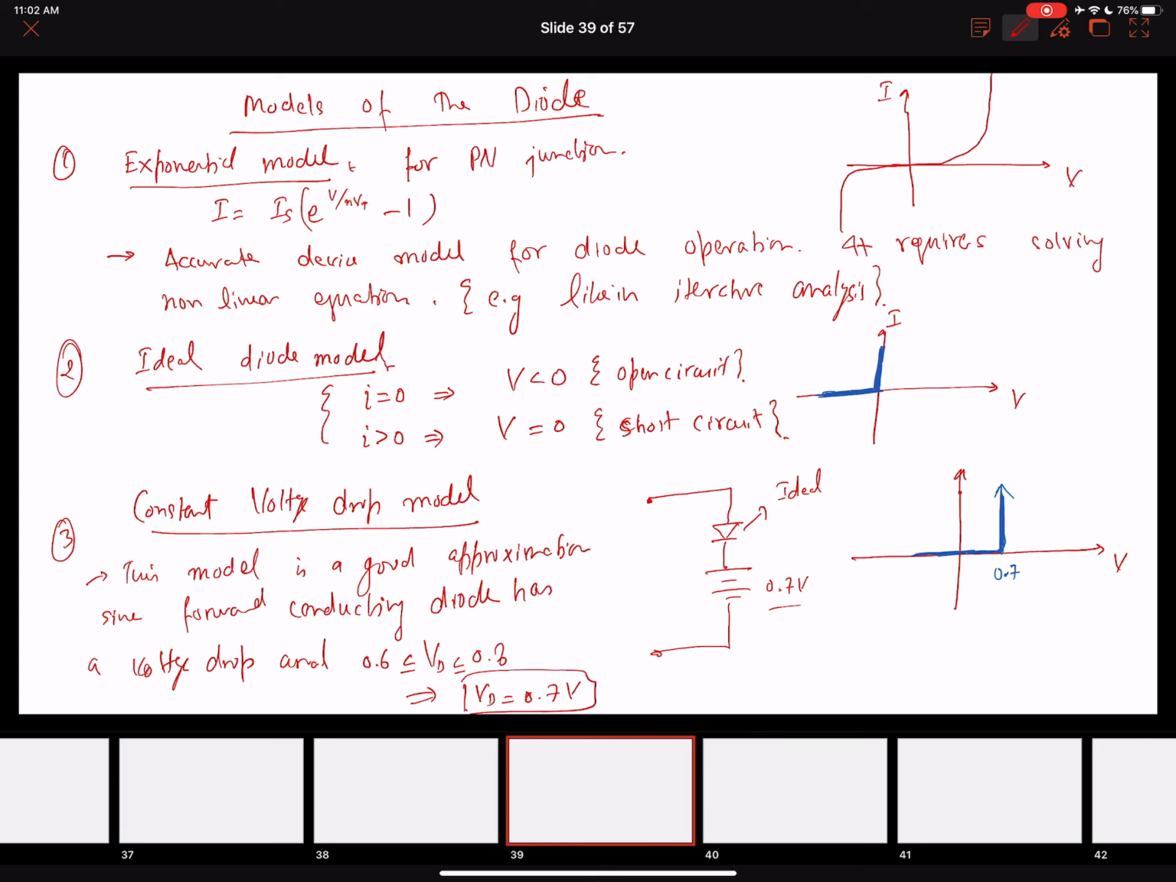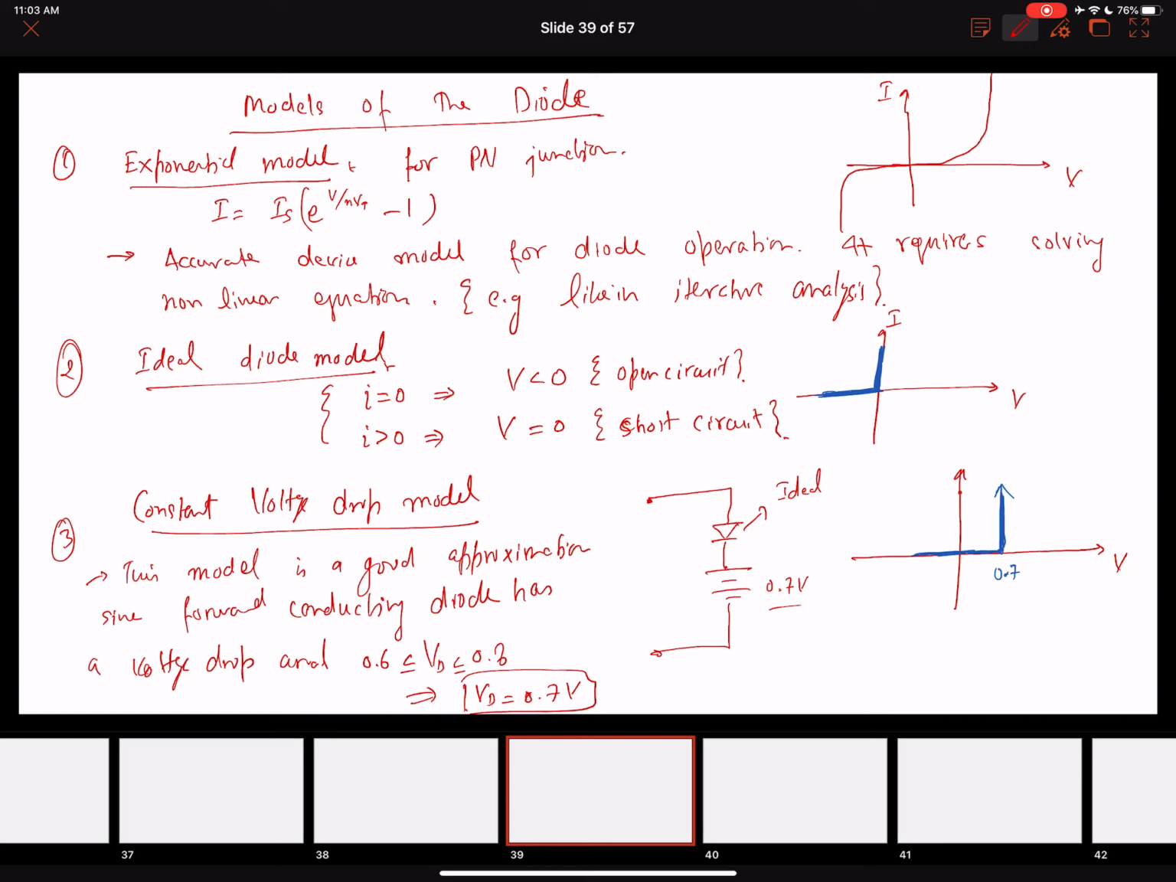So we discussed this in detail: for a real diode, the potential drop across the diode lies anywhere between 0.6 to 0.8 volts. Normally we can assume it to be a constant 0.7 volts. So this is a voltage drop model in which we assume a potential drop of exactly 0.7 volts across the diode, or whatever is specified in the question, or if you're using a silicon diode or some other diode. Okay, so these are the three models.